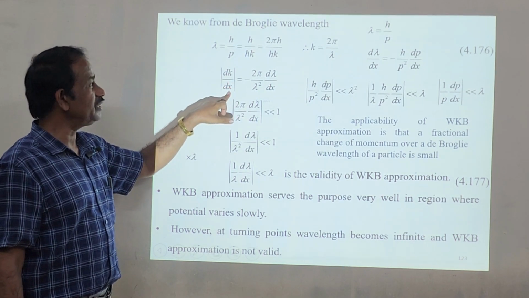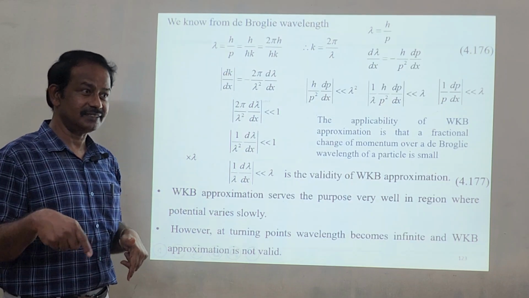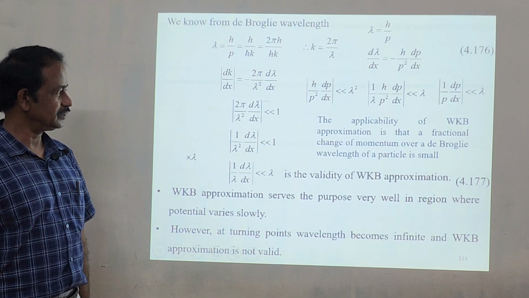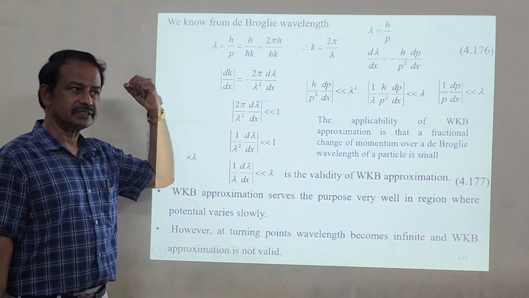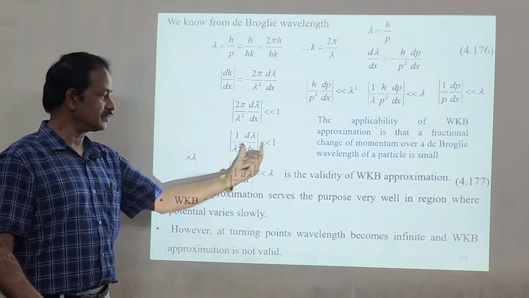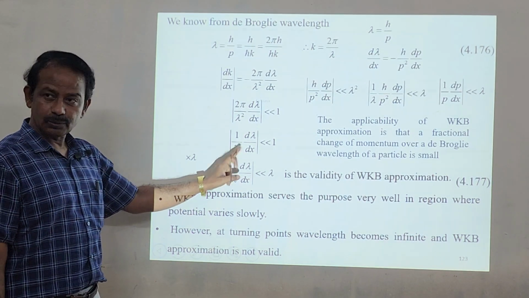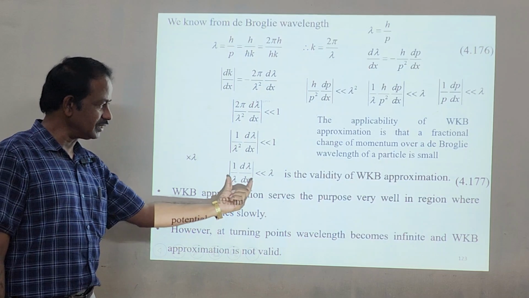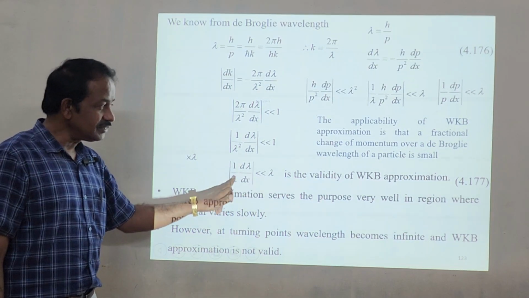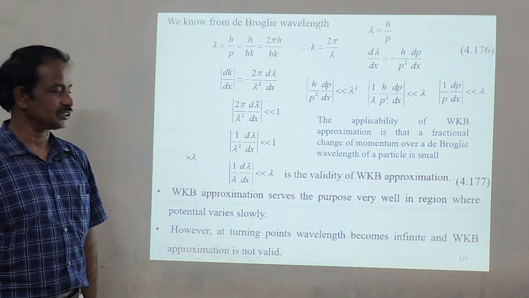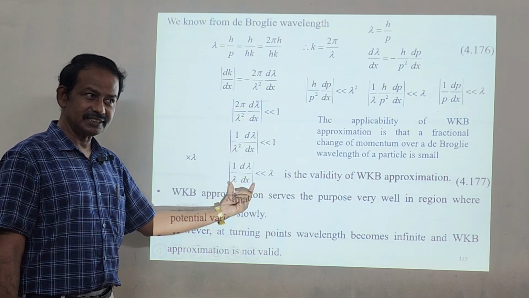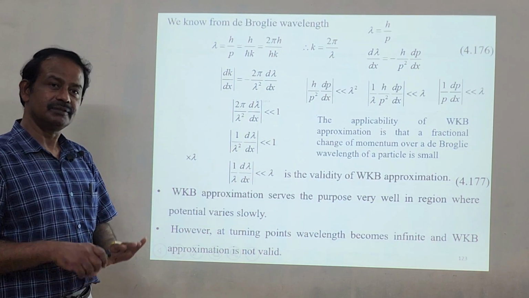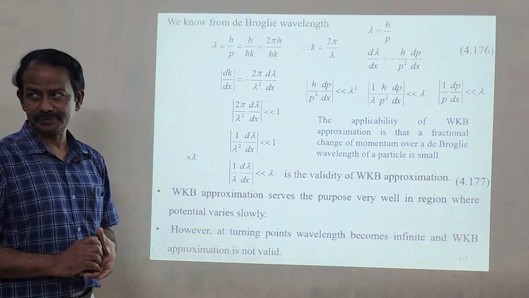Just now we said dk by dx is very, very much less than 1. Is it okay? If it is so, pull the constant out; that also will be very, very much less than 1. You just take one lambda to that side, or multiply by lambda on both sides. You will get this. This is the validity of the WKB approximation. If this condition is satisfied, then this WKB method will work. So this is the validity.